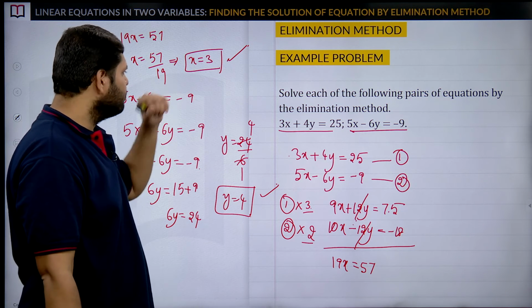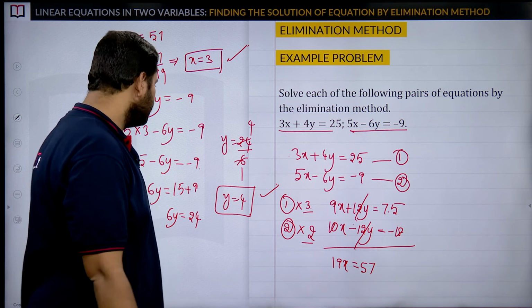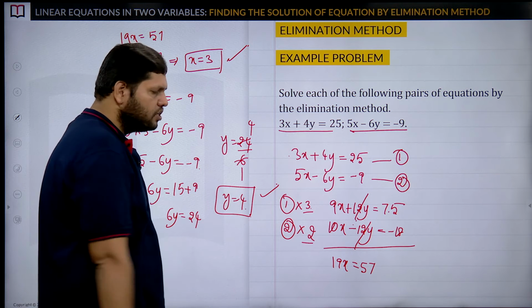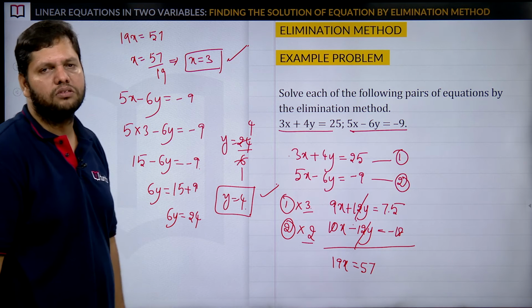So substitute into any one of the equations, children. X is equal to 3. So I am going to get the what? The y value. So y is equal to how much did I get, children? 4 is our final solution.